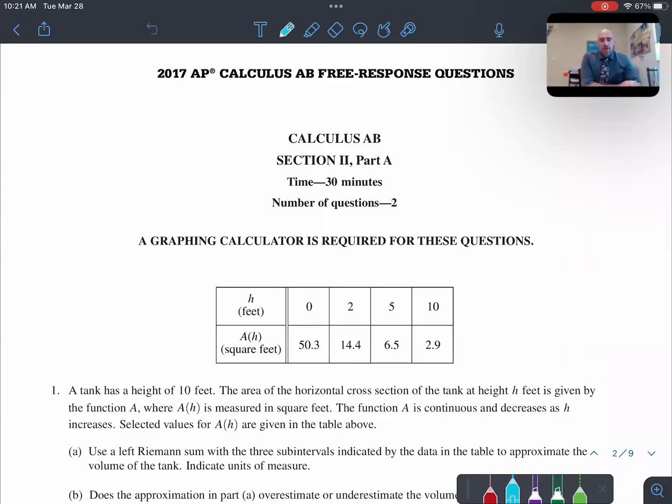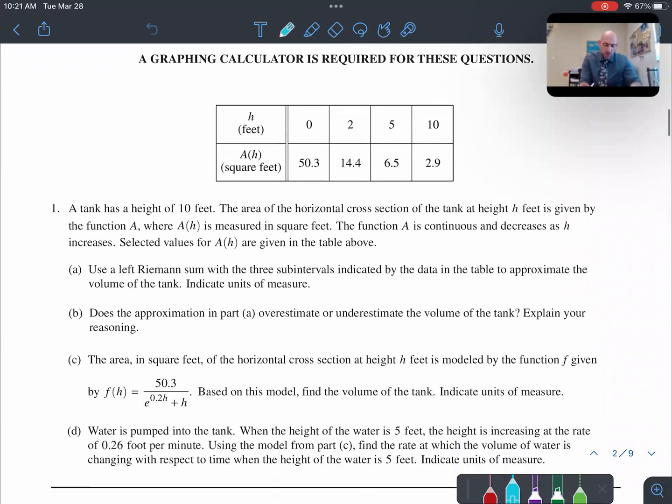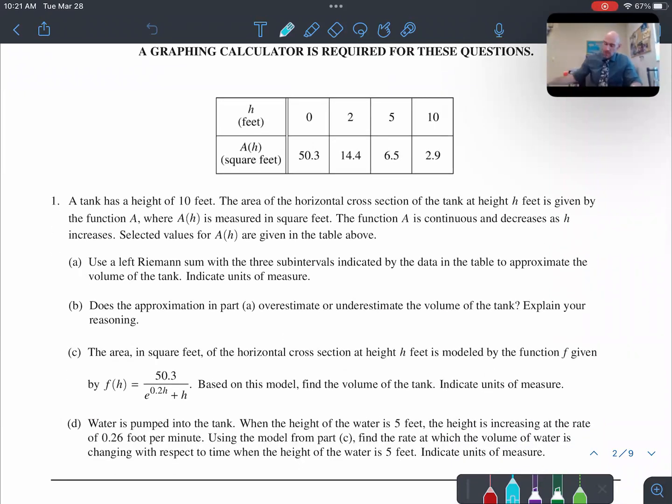All right, we're going to take a look at 2017 AP Calculus AB free response questions. And we're going to start off here with number one. This is a graphing calculator question, so make sure you have your graphing calculator ready. And we're starting off with a kind of unique volume area question that they did this year.